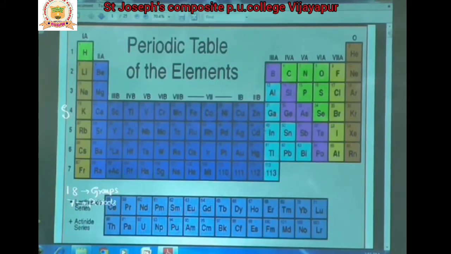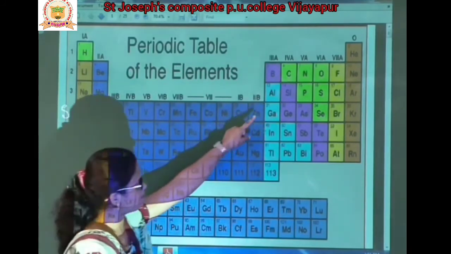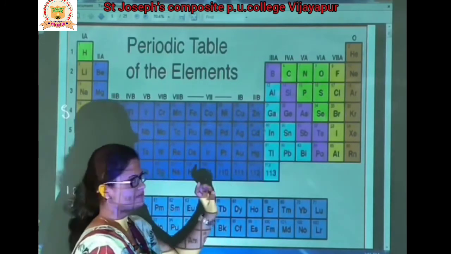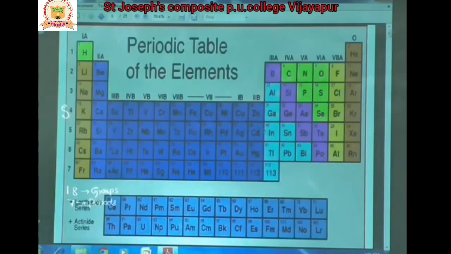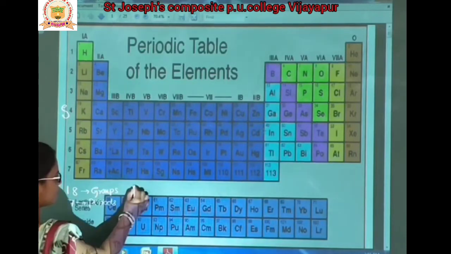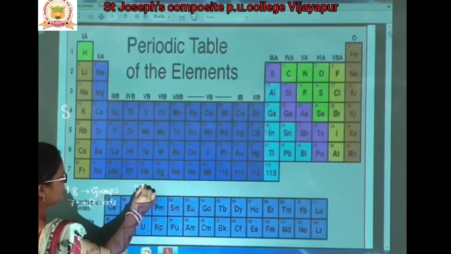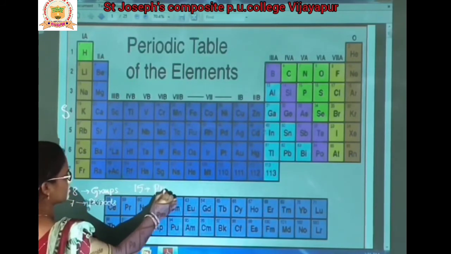Nitrogen family elements are nitrogen, phosphorus, arsenic, antimony and bismuth. Na paas sab bimar. It is a trick to remember 15 family elements. These 15 family elements we call pnictogens. The name for the 15 family elements is pnictogens.